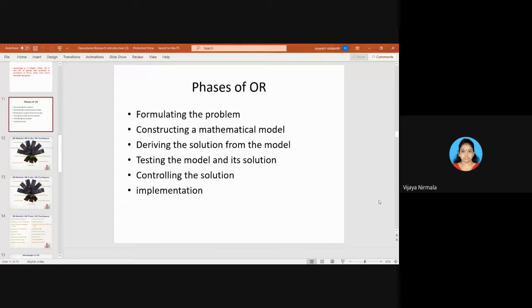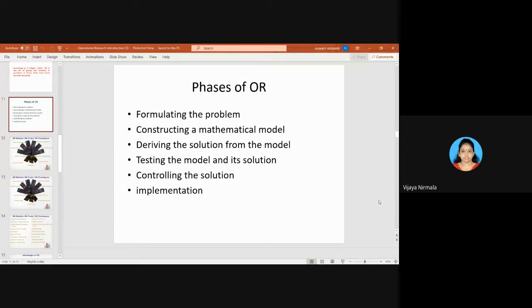I have said what operations research is, where we use it, and what the benefits are. Now let us see the various phases of operations research. Phases means the procedure to be followed in the study of operations research. What is the procedure that we follow in the study of operations research? This is about the phases.